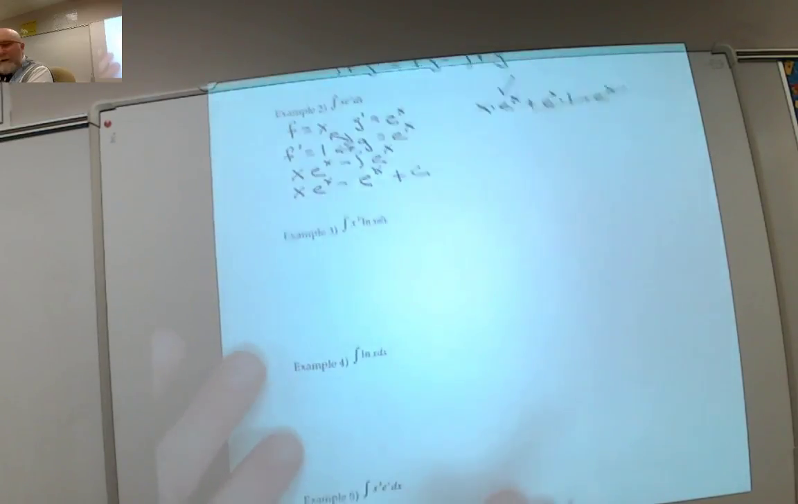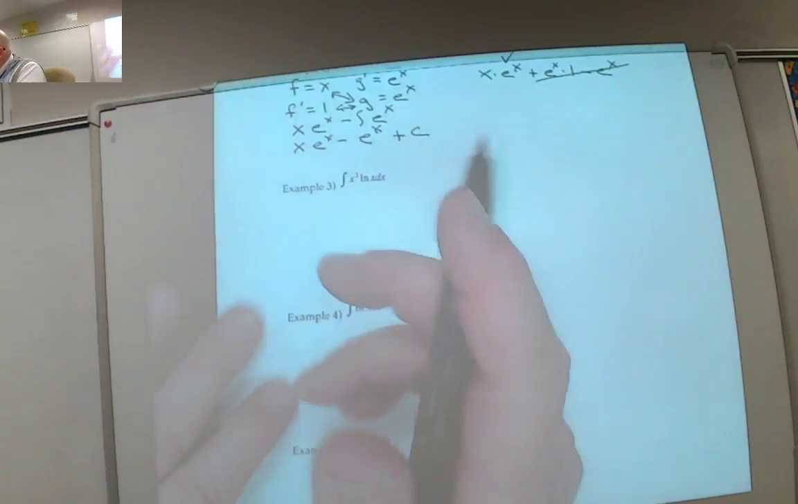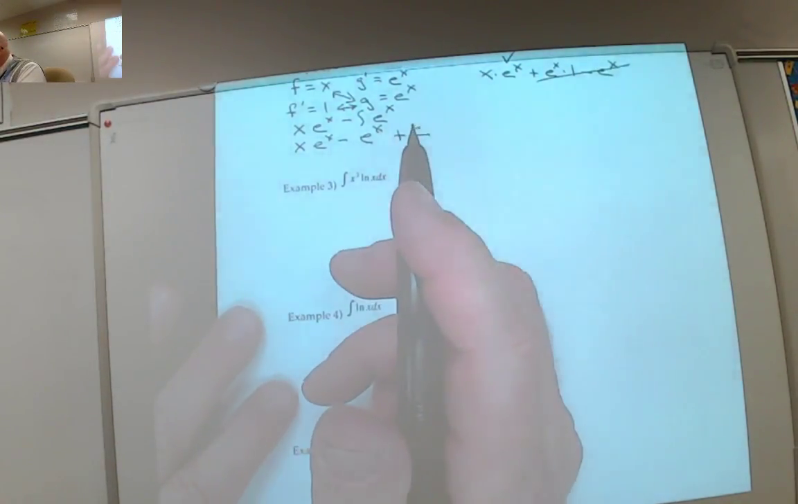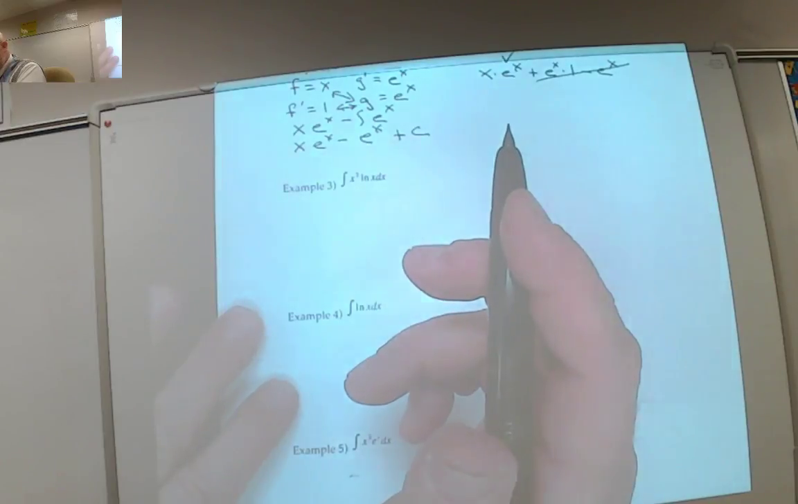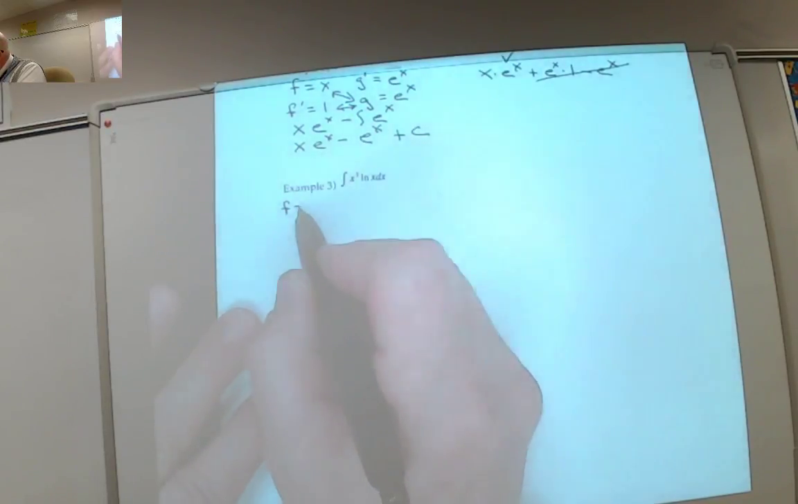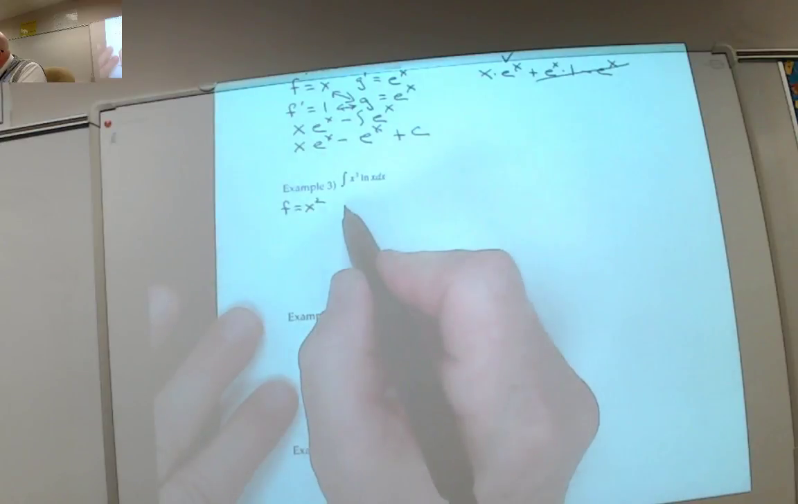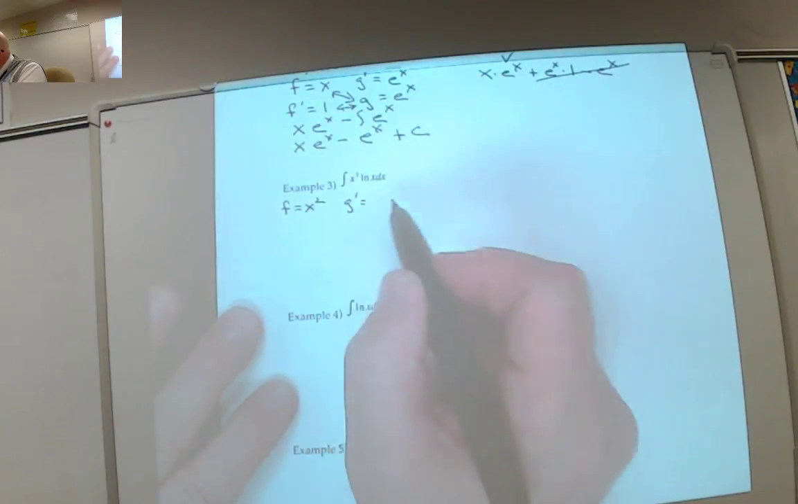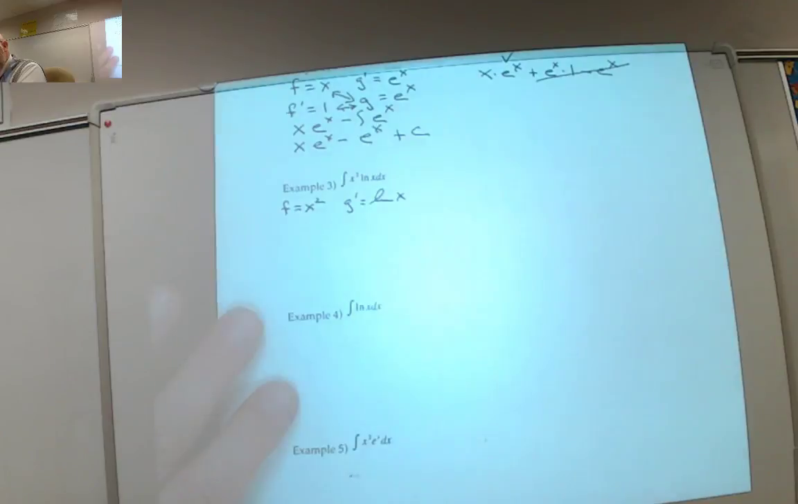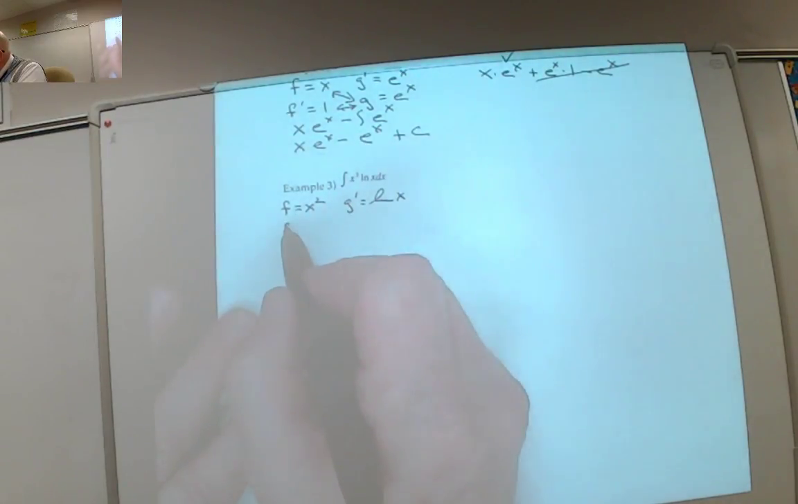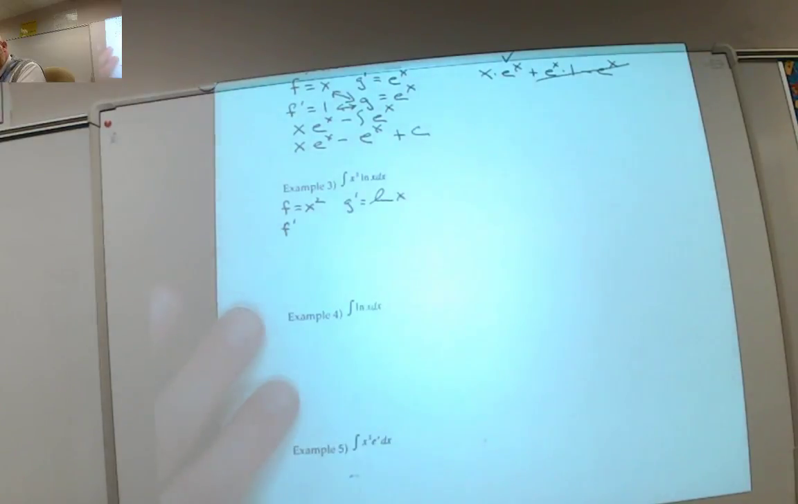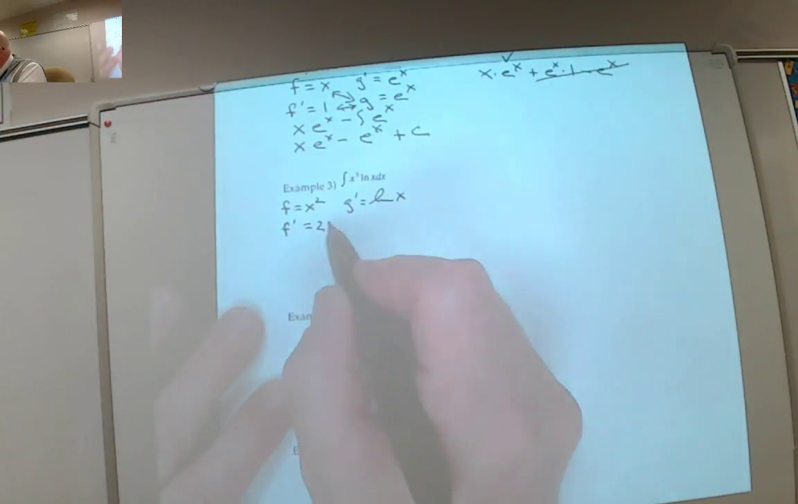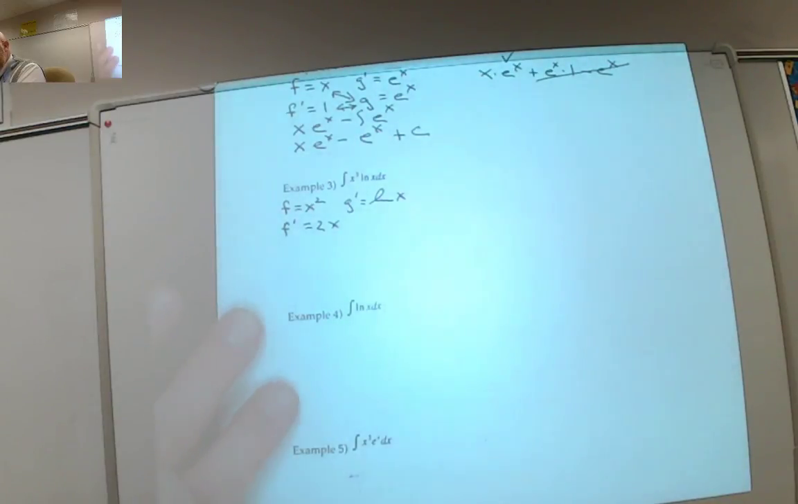Zach Sawicki, number 3. Which one do you think should be f? x squared. Okay, that's what you would have me do? Maybe. Okay. What's the derivative of f? 2x. Okay. What's the antiderivative of the ln of x?